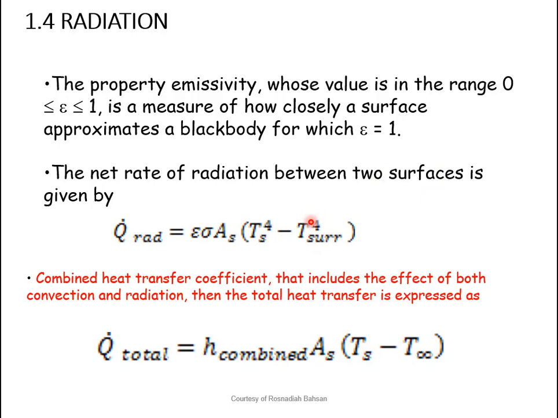In practice, in this KJM 442, we will be using the combined heat transfer coefficient that includes the effect of both convection and radiation. Then the total heat transfer is expressed as Q dot total equals h combined. Combined means the combination of convection and also radiation.